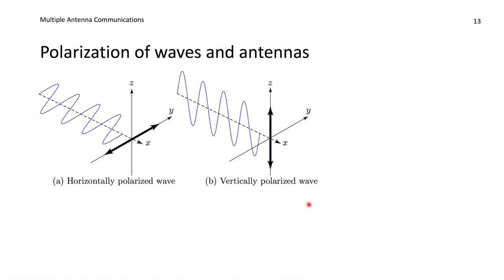The transmitted signal in a wireless communication system might have any of these two polarizations or something in between. It could be some other direction between the y and the z-axis where it's oscillating.